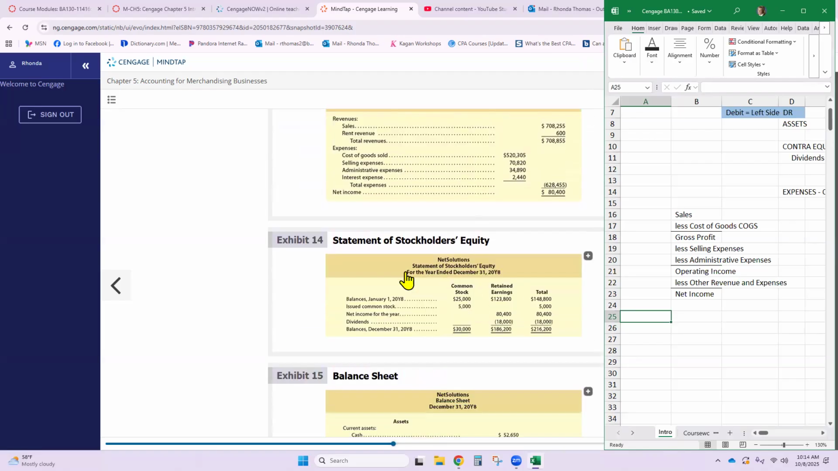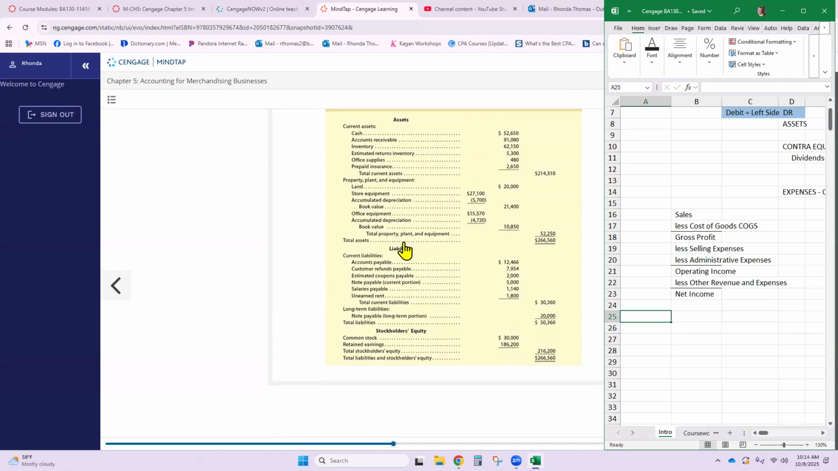So the statement of stockholders' equity does not change. We still add net income to retained earnings and subtract dividends and keep track of common stock just like we did before. So the statement of stockholders' equity hasn't really changed, and the balance sheet hasn't really changed. There might be the extra assets, the extra liabilities, but for the most part, a balance sheet must balance. Total assets must equal total liabilities and stockholders' equity, just like we did before we had product.